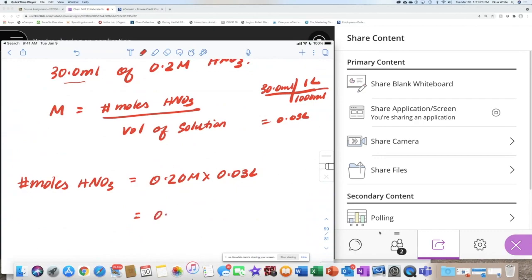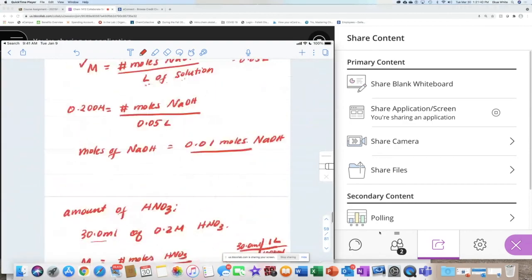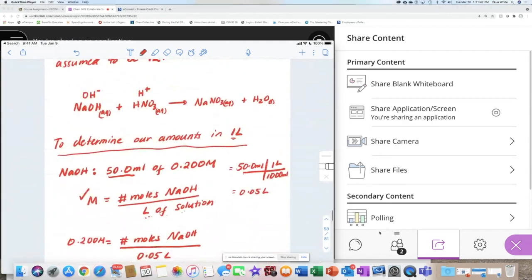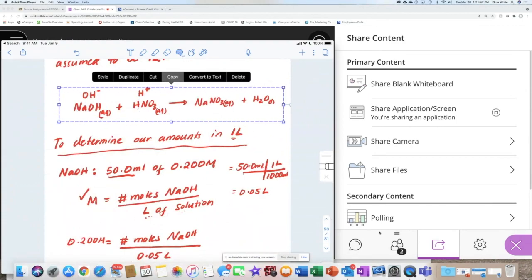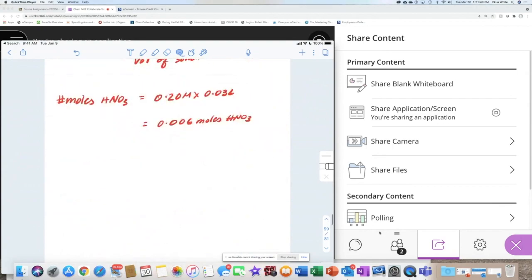Okay. I end up with 0.006. Hold on a second. 0.03 times 0.2. Okay, moles of nitric acid. So I got moles of nitric acid. Now I can go ahead and write my ICE table. I had this here. Let me copy this here and use that to make my ICE table because I don't want to write that again from scratch.